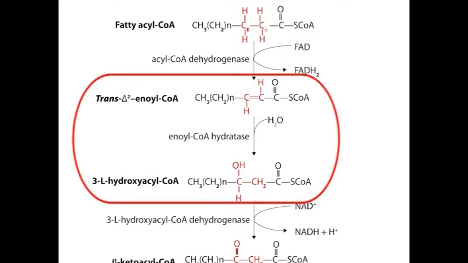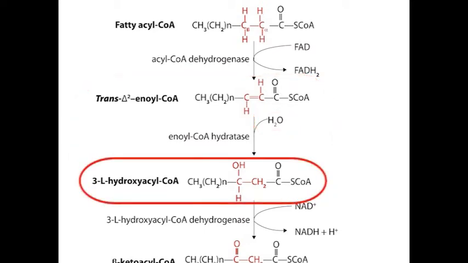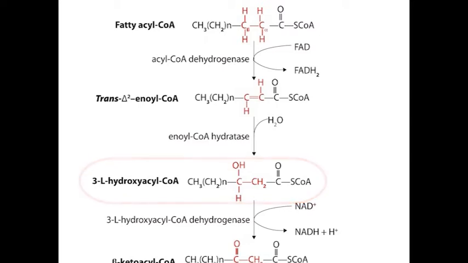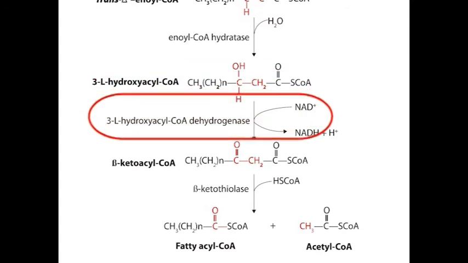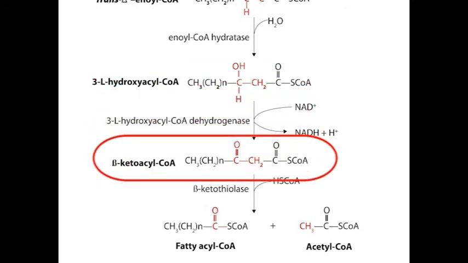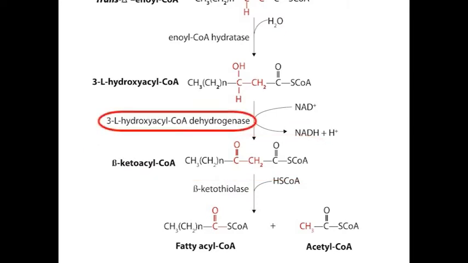Now in the second stage, a water molecule is added to the double bond of the trans delta 2 enoyl-CoA. This gives the L stereoisomer of beta hydroxyacyl CoA, also known as 3-hydroxyacyl CoA. The enzyme involved in this reaction is enoyl-CoA hydratase. In the third stage, the L stereoisomer of the beta hydroxyacyl CoA from the second stage is dehydrogenated to form the beta ketoacyl CoA by the enzyme beta hydroxyacyl CoA dehydrogenase.